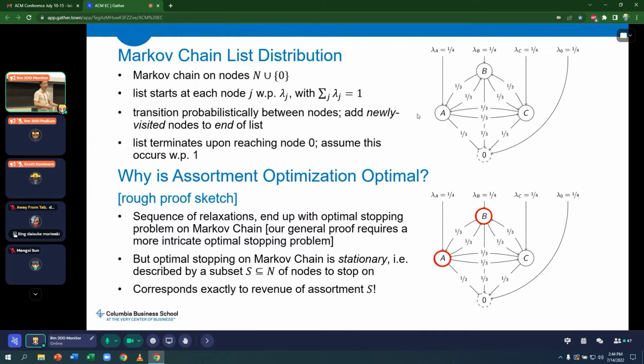So we show that for this class of list distributions, regardless of the prices, assortments are always optimal. The proof is actually quite easy. Essentially, we relax it to an optimal stopping problem, and optimal stopping on Markov chains is very well understood.